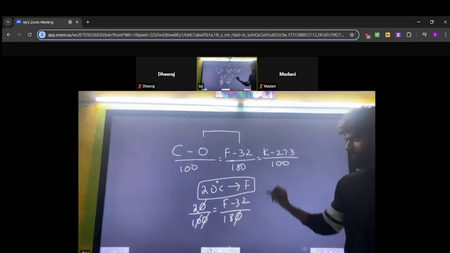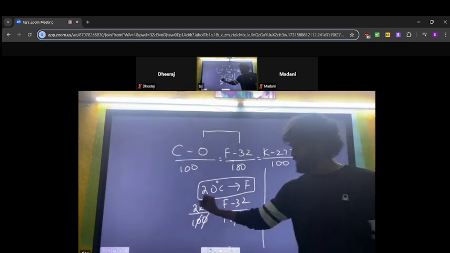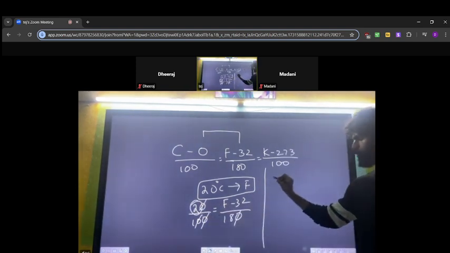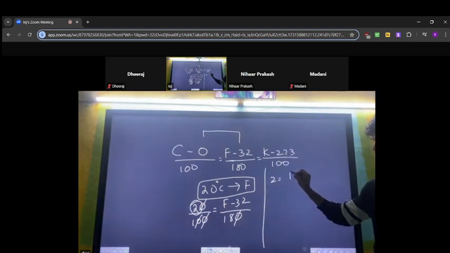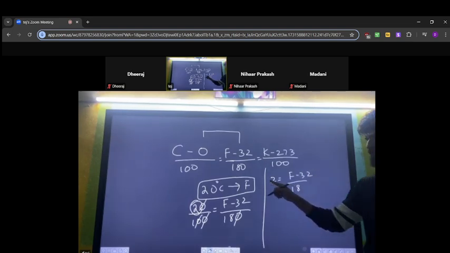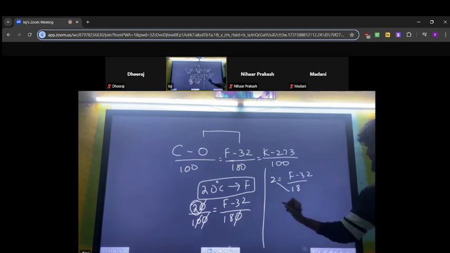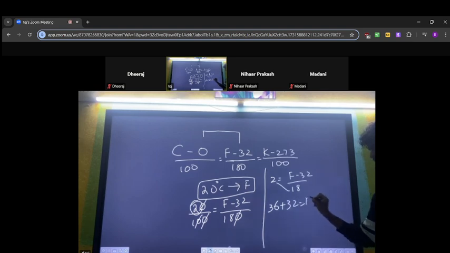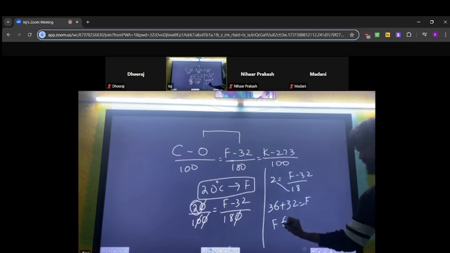Getting it? Now, after cancelling it, on the left hand side, only 2 is left. Keep the 2 there, it says equals F minus 32 divided by 18. Crisscross, 18 into 2 gives you 36. So 36 minus 32 goes outside, becomes plus 32. Plus 32 is equal to F. So F is equal to 68 Fahrenheit.